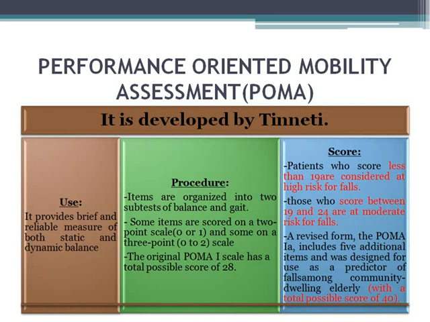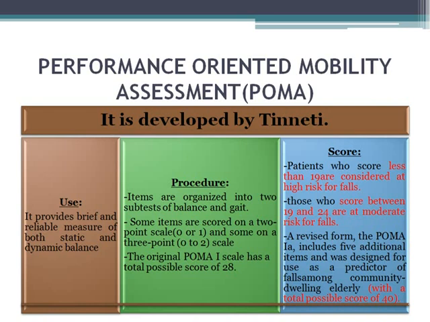There are scoring items. Some items have only 2 scores, 0 and 1, and in others there are 3 points, 0, 1 and 2. The original POMA scale has a total possible score of 28. Now, how to score: patients who score less than 19 are considered at high risk for falls. Those who score between 19 and 24 are at moderate risk for falls.